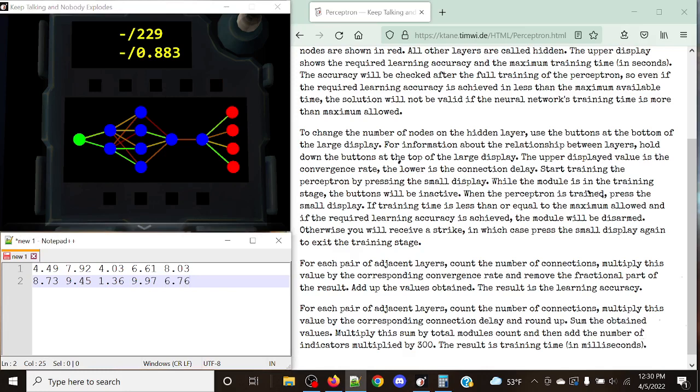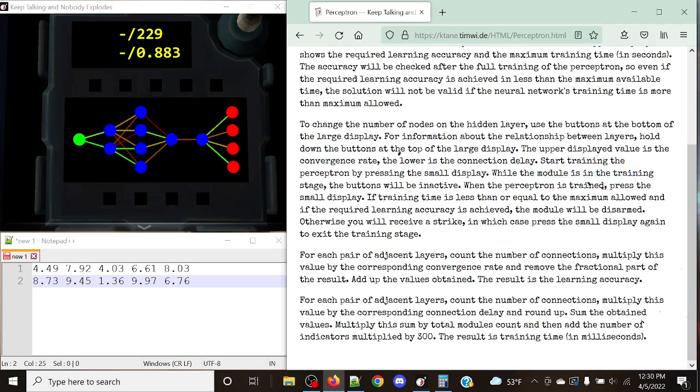Okay, so with this in mind, let's take a look at this. Start the training Perceptron by pressing the small display, and in that case, that just simply means that is your submission. While the module is in the training stage, the buttons will be inactive, and when the Perceptron is trained, we're going to press the small display. If the training time is less than or equal to the maximum allowed time, and if the required learning accuracy is achieved, the module will be disarmed. So this is our goal right here. We need to achieve the learning accuracy, while also making sure that we do not go over this maximum time. That's what we're going to be doing here.